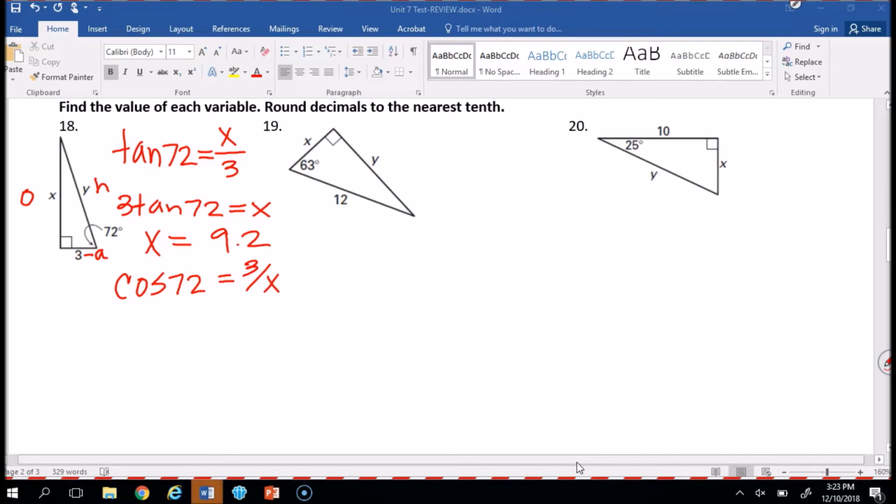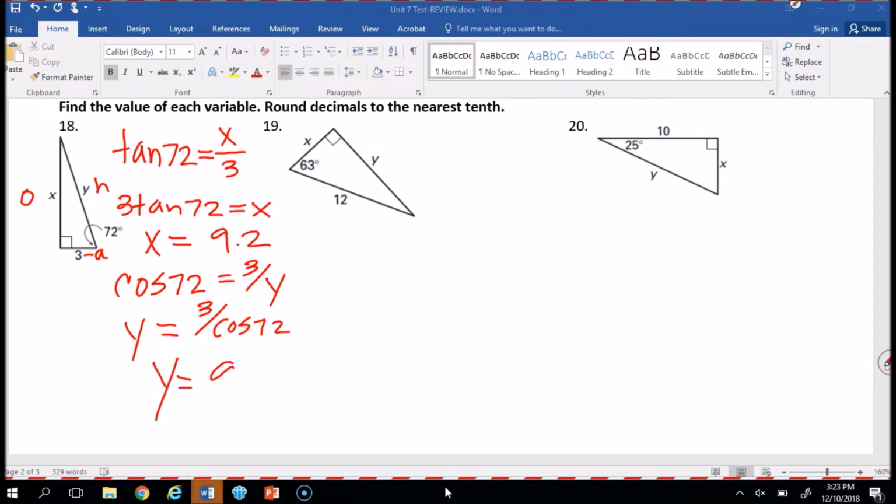Now this one's a little different because our variable's in the denominator. So what we're going to do is swap the cosine of 72 with the variable. So y is going to be equal to 3 over the cosine of 72. Sorry, I wrote x up there, but that should have been y, because that was our hypotenuse. Let's go ahead and fix this. Then we can do this on our calculator again, 3 divided by the cosine of 72. So y is equal to 9.7.